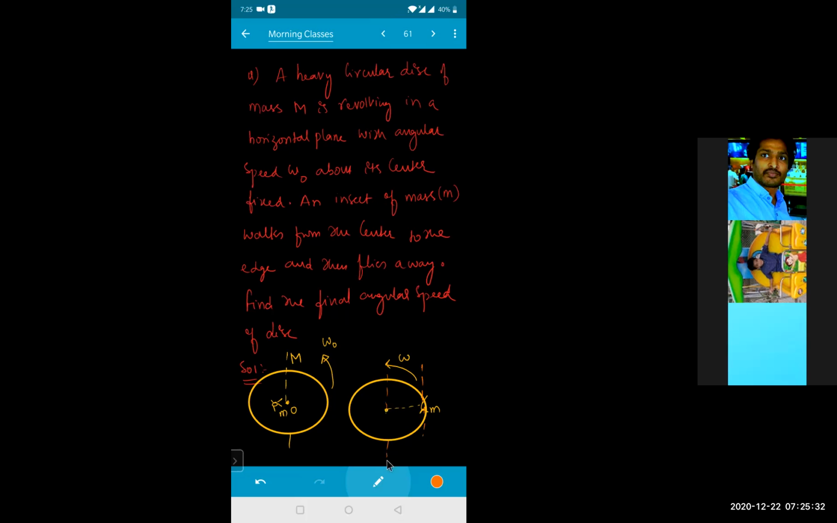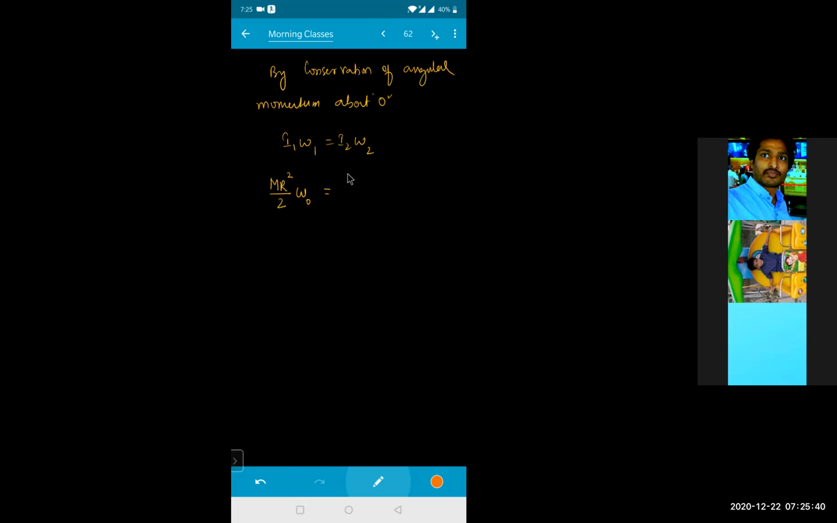I already told you the parallel axis theorem. Two axes are parallel, so I2 will become I CM plus the mass of that particle, small m, into r square, with omega 2 being nothing but omega. So this will become M r square by 2 into omega naught equals the moment of inertia of the disk about the center, M r square by 2, plus small m into r square, into omega.